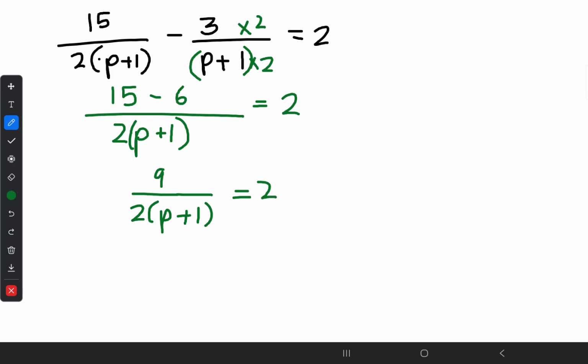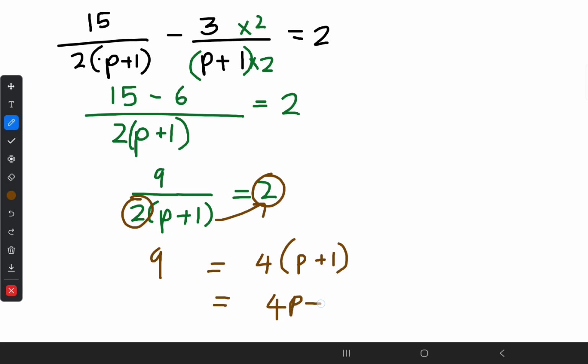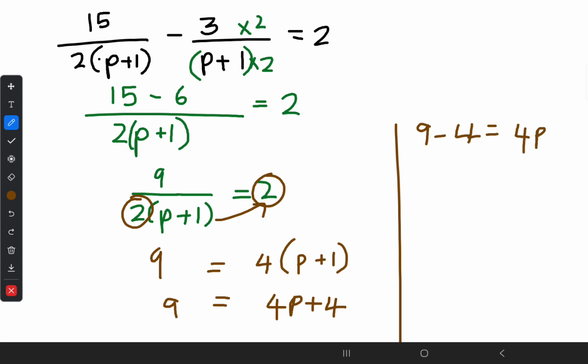So what do you need to do? You have to do the cross multiplication. This expression would be multiplied with 2. Look at this. It already has a 2, and another 2 is also here. Both together, 9 equals 2 times 2, which will become 4. 4 times p plus 1 equals 9. Then let's expand the bracket. So 4p plus 4 equals 9. Thereafter 9 minus 4 equals 4p. 9 minus 4 is 5 upon 4. It should be the answer for p.